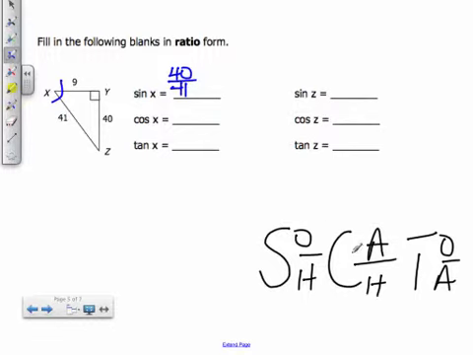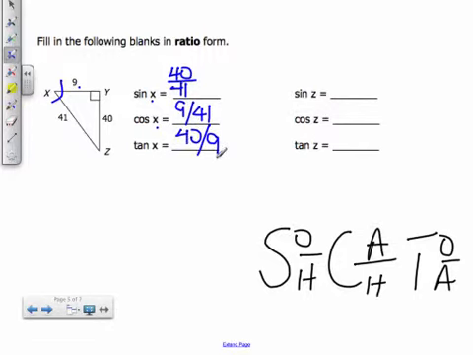All right, now cosine is the adjacent over the hypotenuse. So cosine of x, remember this is based on angle x right now, the adjacent side to angle x is 9. And then the hypotenuse is still 41. So the cosine of x would be 9 over 41. And then lastly we have the tangent of x, which is the opposite over the adjacent, and the opposite over the adjacent will always be 40 over 9. So here we've got 40 over 9.